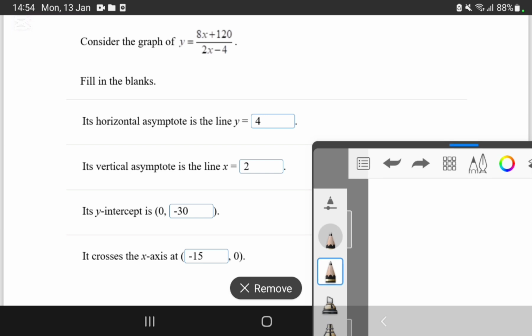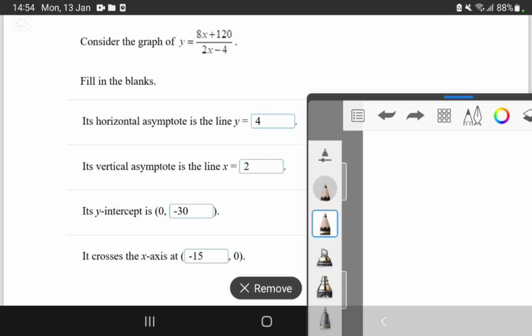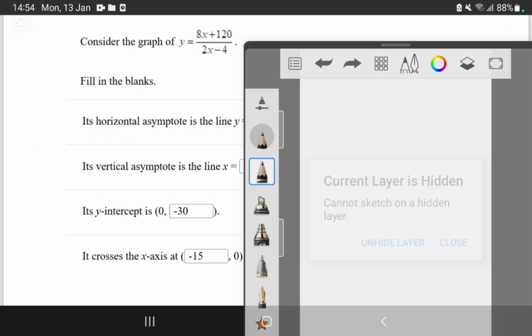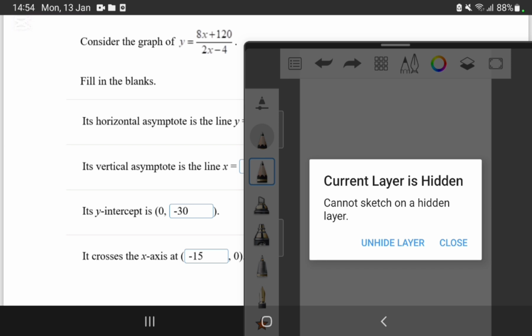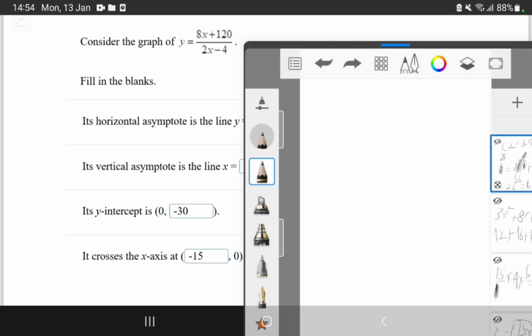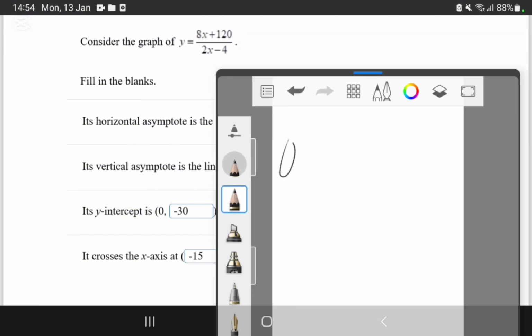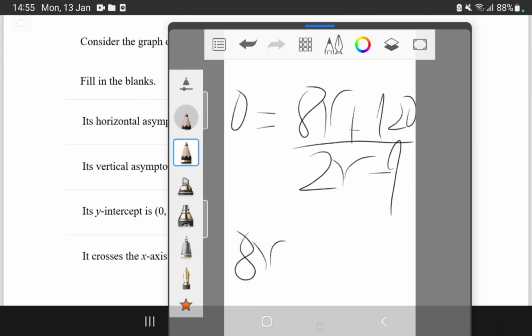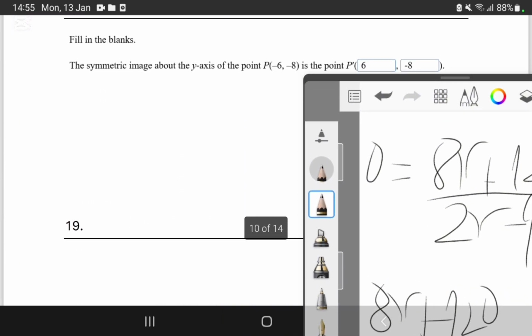And now to find out where the graph crosses the x-axis, we just substitute y by 0. So 0 equals 8x plus 120 over 2x minus 4. Then we just cross multiply and we get 8x plus 120 is equal to 0, and then we'll get that x is equal to negative 15. Number 18.